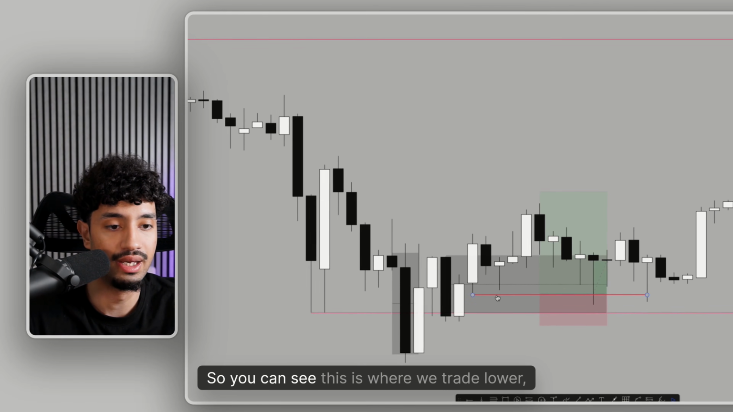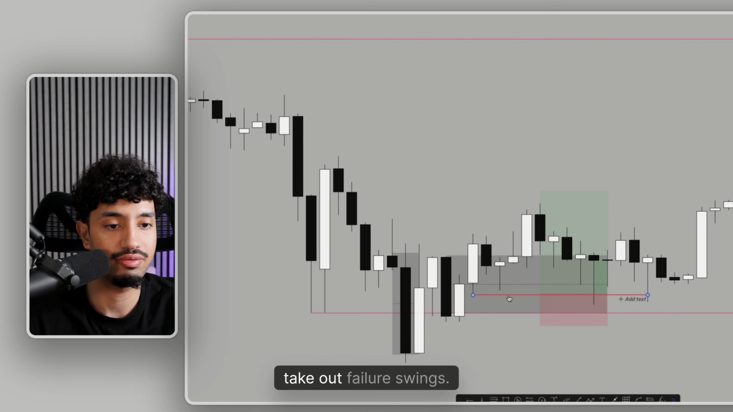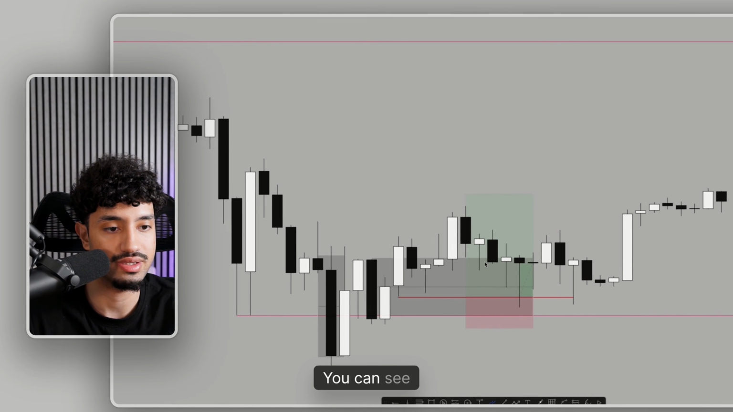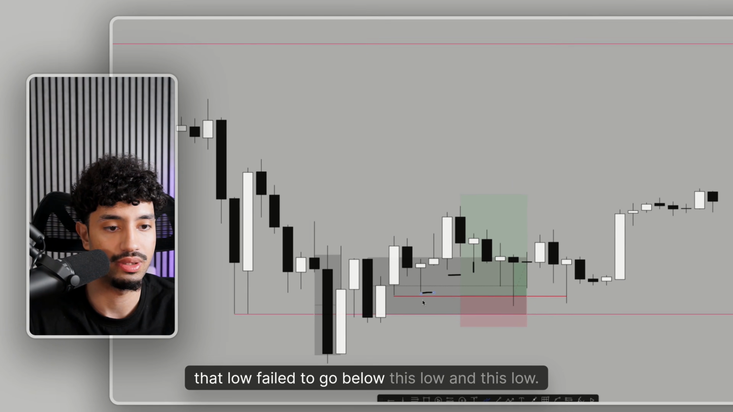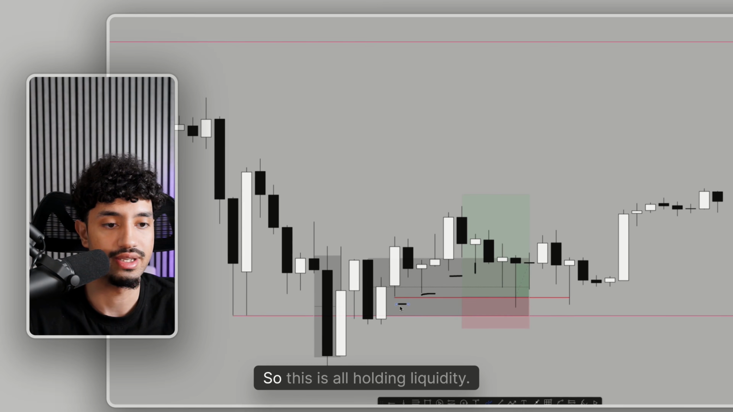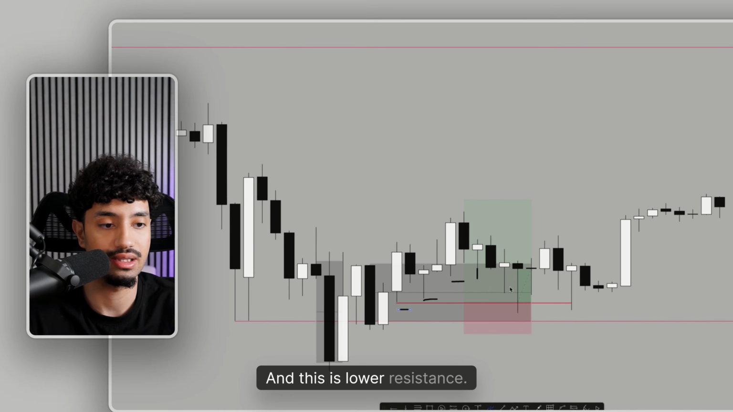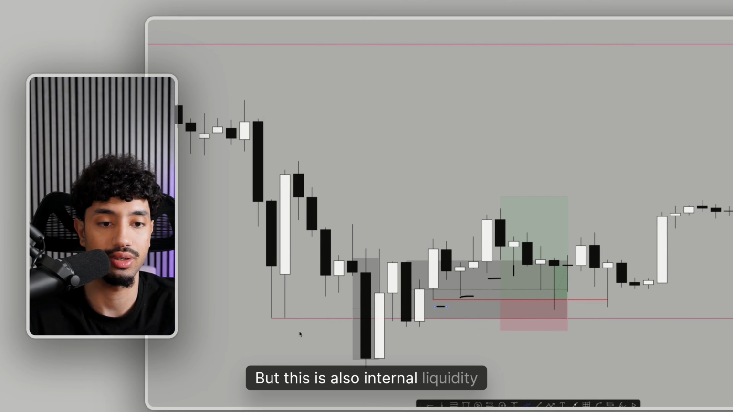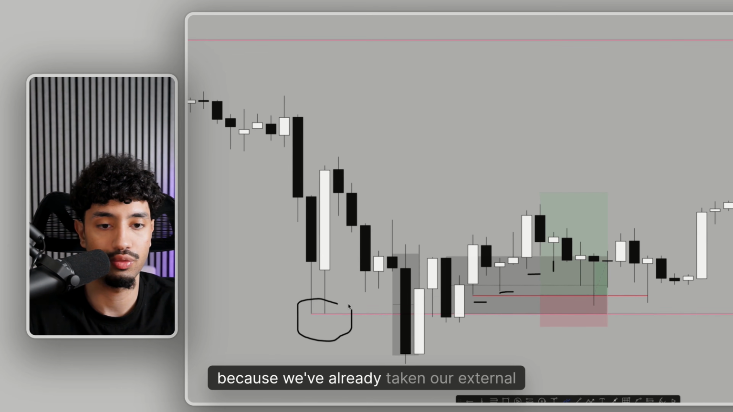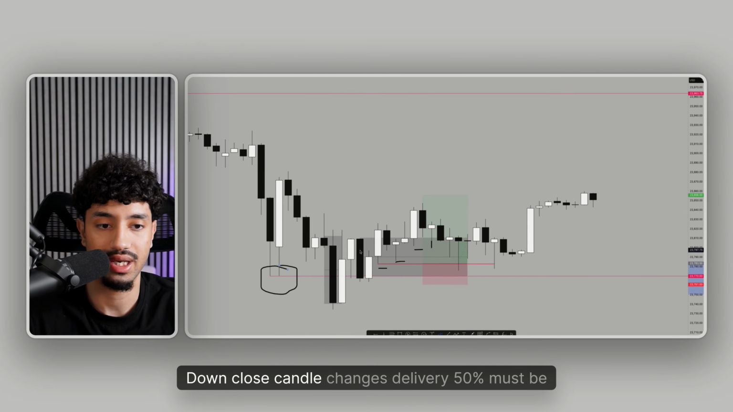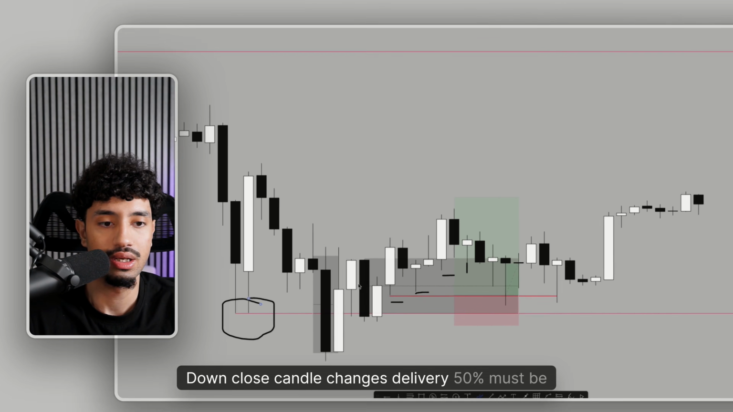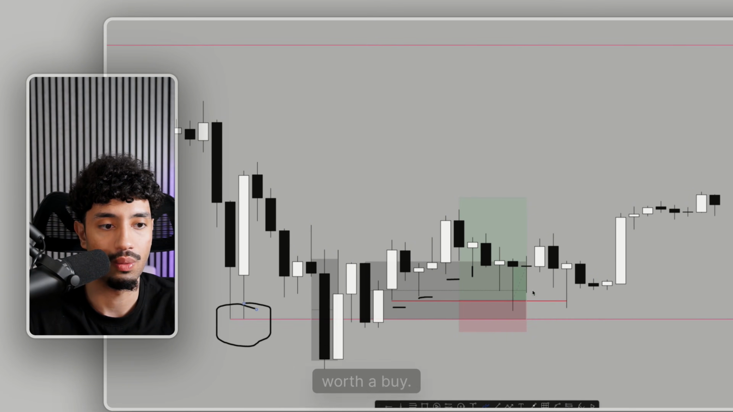So you can see this is where we trade lower, take out failure swings. You can see this low failed to go below this low, that low failed to go below this low, and this low. So this is all holding liquidity and this is low resistance, but this is also internal liquidity because we've already taken our external liquidity. We trade below it, down close candle, changes delivery, 50% must be sensitive, worth a buy.